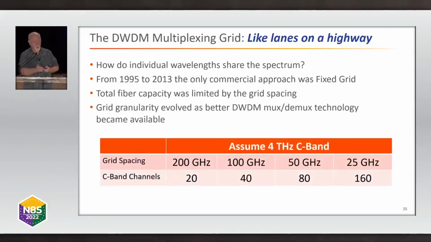What happens over time is that the grid granularity got better and better as more granular wavelength multiplexing and demultiplexing technology became available. We started off with grid spacing of 200 gigahertz, then that went to 100 gigahertz. A lot of you will be familiar with 50 gigahertz grid systems. They were very, very common for a long time, and there are some 25 gigahertz grid systems out there as well. The number of channels you typically get in a classic 4 terahertz C-band with those grid settings: 20 channels increasing to 40 channels, increasing to 80, increasing to 160. The more channels you have, the more fiber capacity that you have.